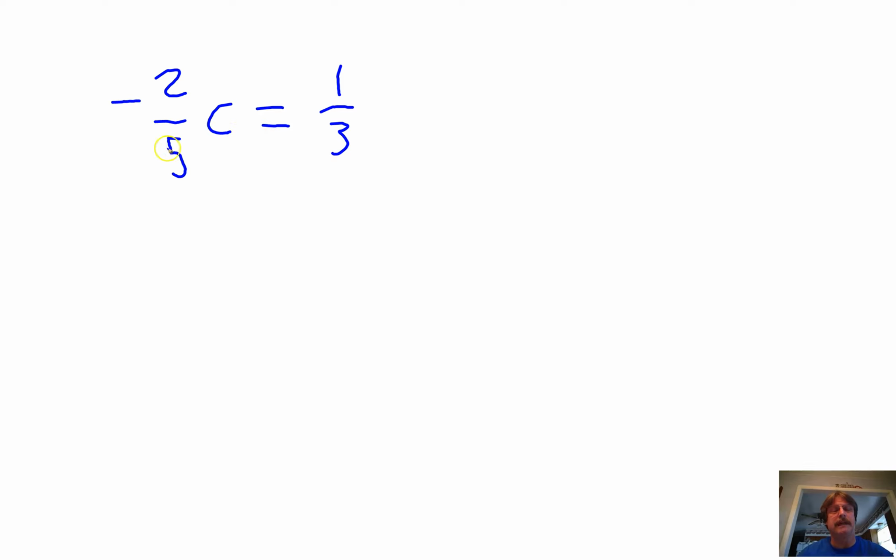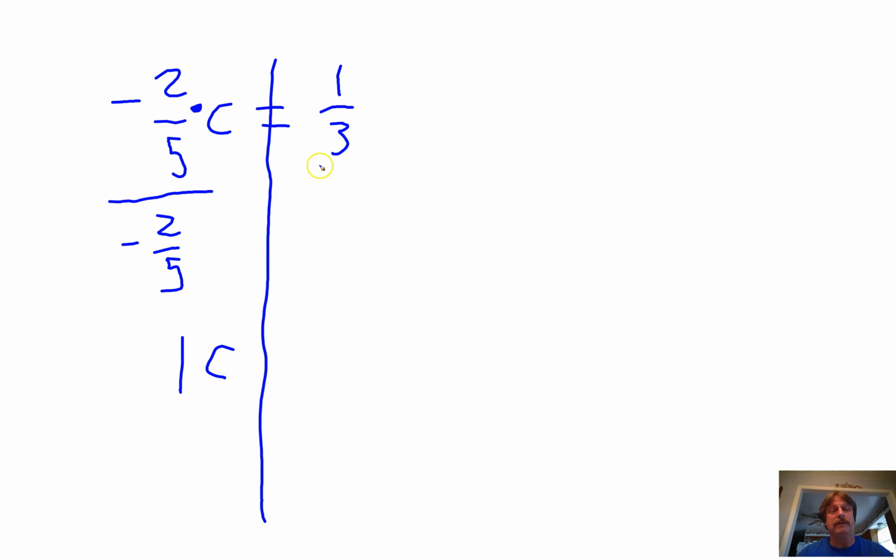Okay, so one last example here to show you one step and still continue on using fractions. So I have negative 2/5 times c, because remember that means to multiply, equals 1/3. So I have to get rid of my coefficient over here. So the opposite of multiplication is division. So I'm going to divide by negative 2/5, because anything divided by itself is always equal to 1. I'm going to bring my c down. But what I do on one side of the equation, I have to do on the other side. So I'm going to take my 1/3, I'm going to divide that by negative 2/5.